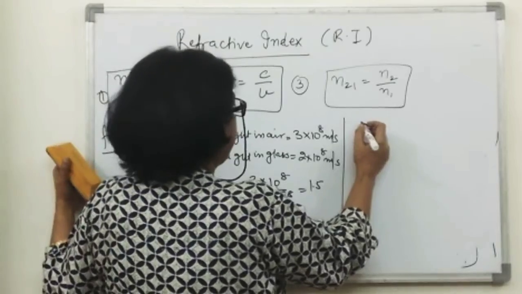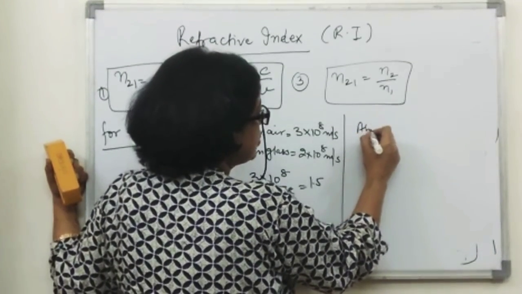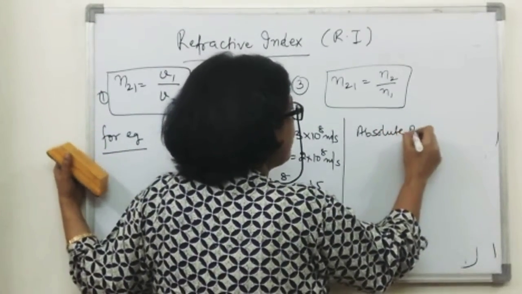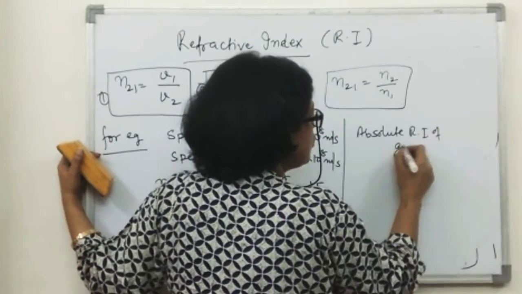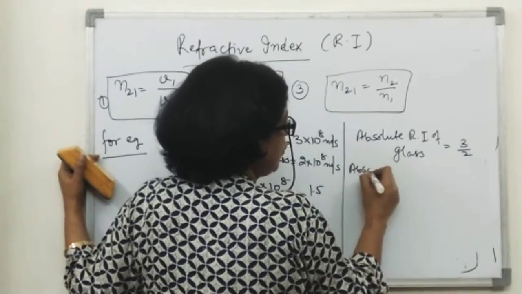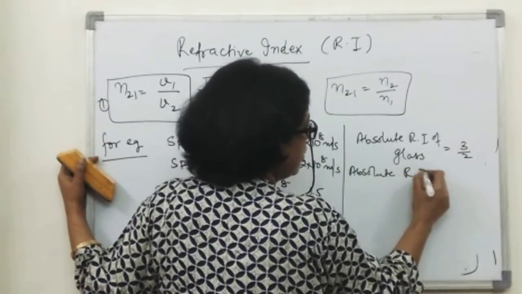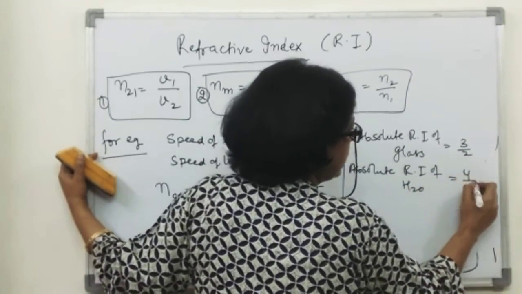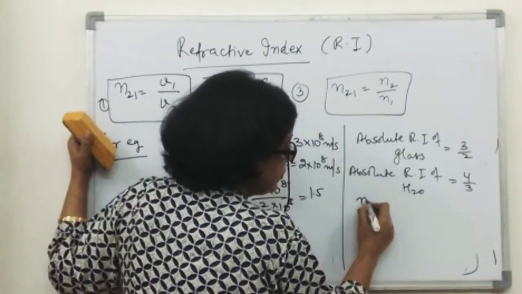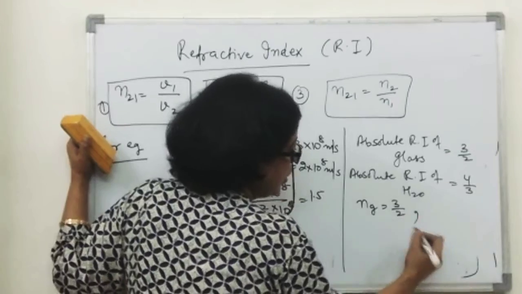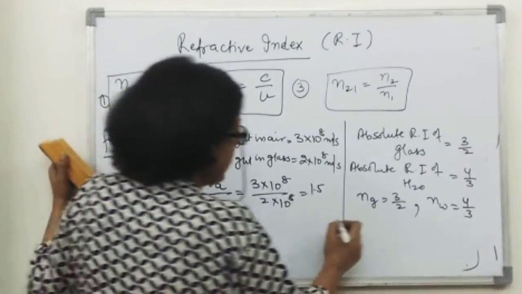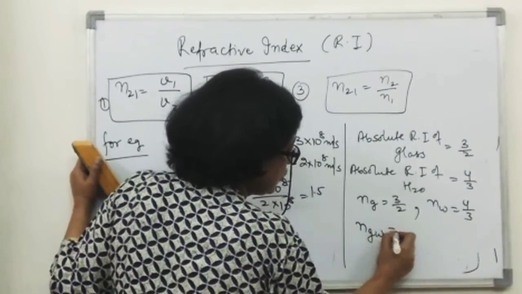But suppose I am given the absolute refractive index of glass as 3 by 2, and the absolute refractive index of water as 4 by 3. So what I'm given is Ng as 3 by 2 and Nw, for water, as 4 by 3. I have to find out the refractive index of glass with respect to water.